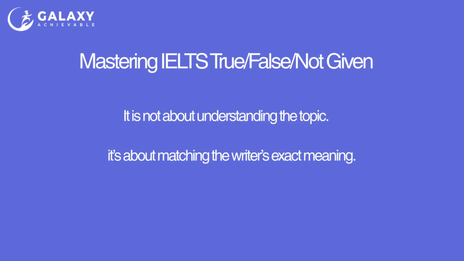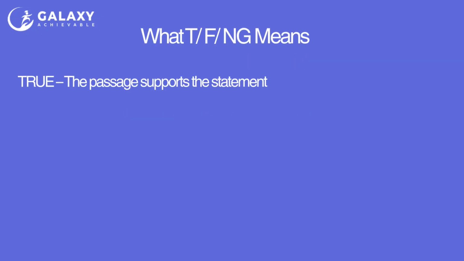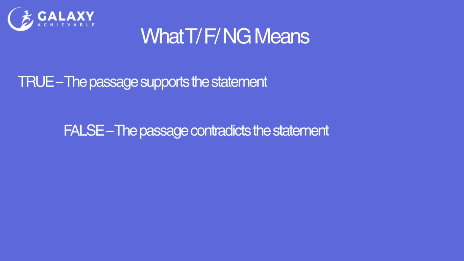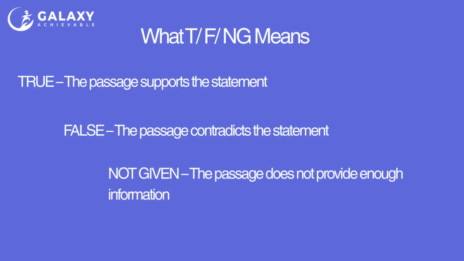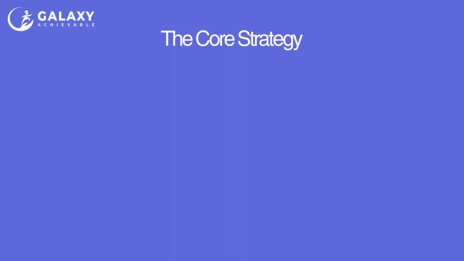the writer's exact meaning. A statement is true when the passage clearly supports it. It's false when the passage says the opposite. And it's not given when the passage doesn't give you enough information, no matter how obvious the answer feels in real life. So how do you get it right?